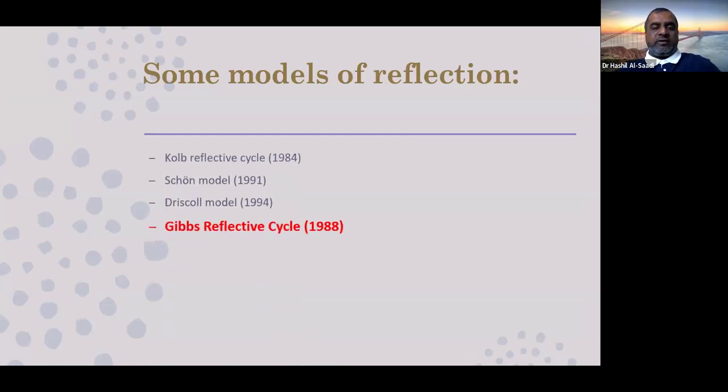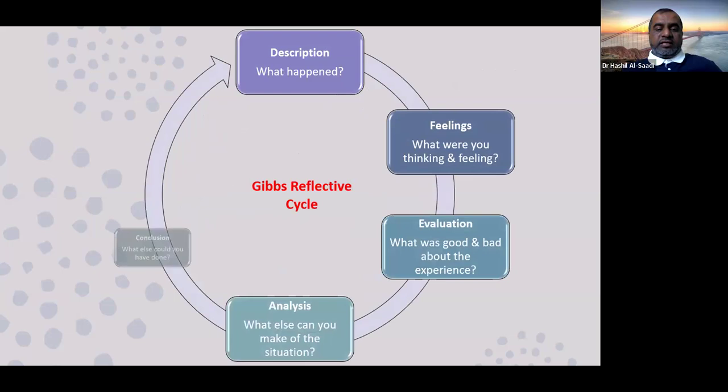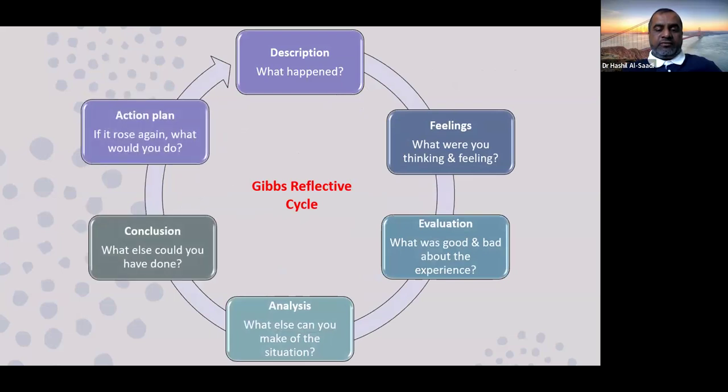So we have the Kolb reflective cycle, which was published in 1984, the Schön model, 1991, in which he talked about the in-action and the on-action reflection, and also the Driscoll model that came out in 1994. But in 1988, we have the Gibbs reflective cycle. This is the one we use with our students, and this is how it looks. So these are the 6 stages, Dr. Ahmed and everyone here with us.